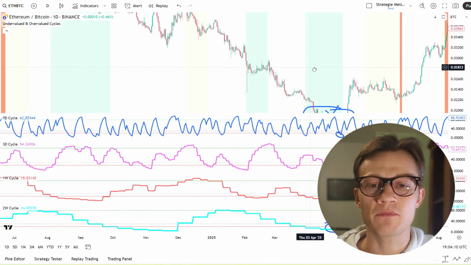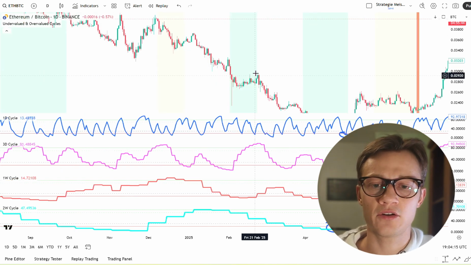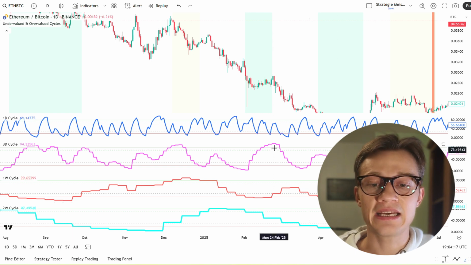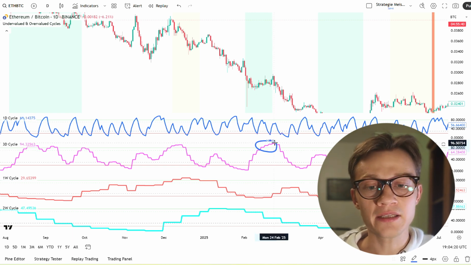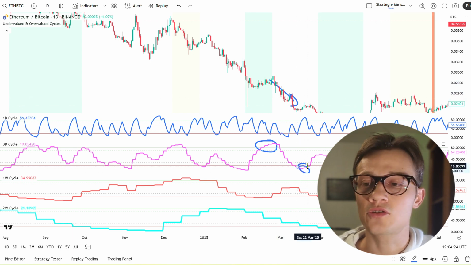Now, we've had a similar situation before. In February 2025, the green background color could be seen also on the Ethereum Bitcoin pair. However, here, the 3-day cycle was above 80. And all you have to do is simply wait until the 3-day cycle goes below 20 right here in order to start buying.